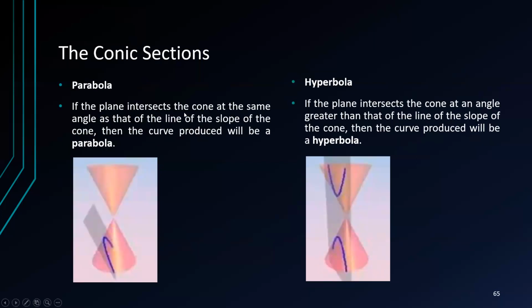Parabola, if the plane intersects the cone at the same angle as that of the line of the slope of the cone, then the curve will produce a parabola. Hyperbola, if the plane intersects the cone at an angle greater than that of the line of the slope of the cone, then the curve will produce a hyperbola.